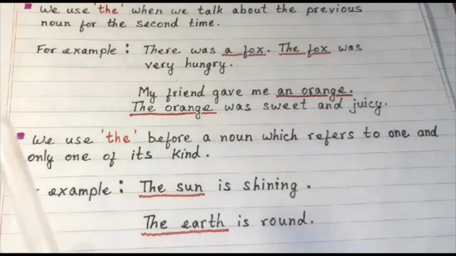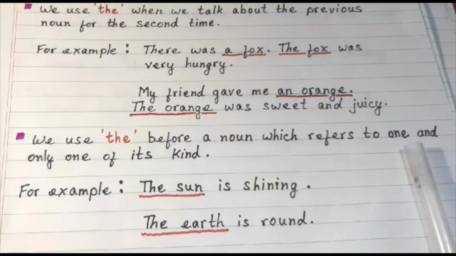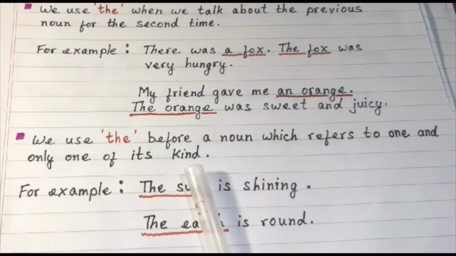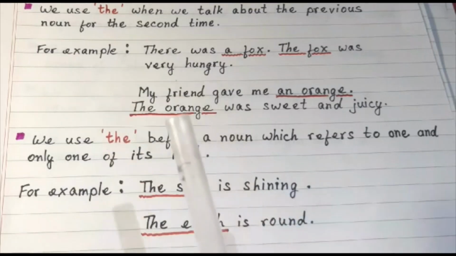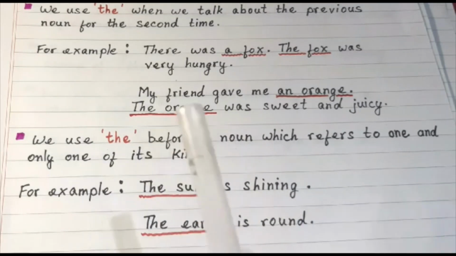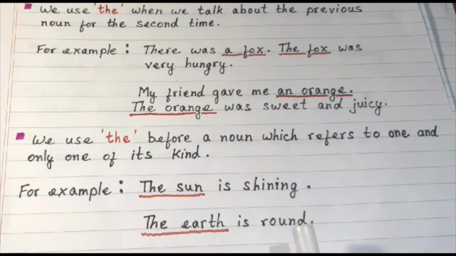Next, we use the before a noun which refers to one and only one of its kind. Alright? For example, there is only one sun. So we say the sun is shining. There is only one earth. So we say the earth is round. Clear?